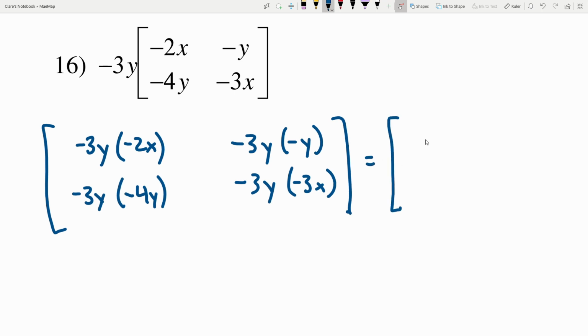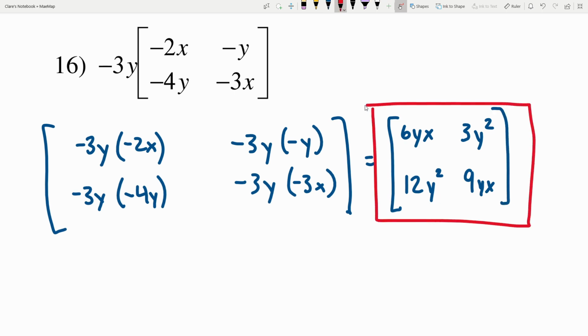Negative 3y times negative 2x is going to be 6yx, or 6xy, and then negative 3y times negative y is going to be positive 3y squared. Next, I'll do negative 3 times negative 4 times y, which results in a positive 12y squared. And then negative 3y times negative 3x is a positive 9yx or 9xy. And that's my solution in number 16.